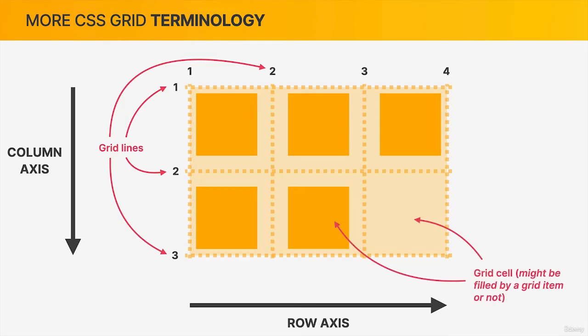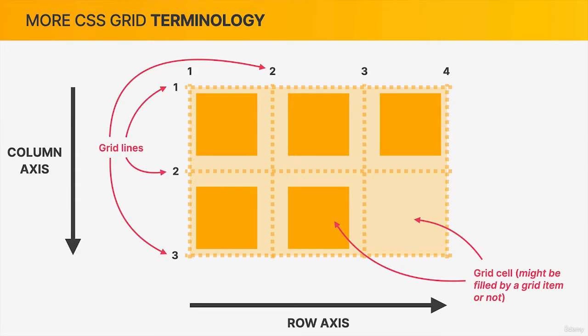Okay, so grid cells are always created, but they don't always need to be filled. So in this case, we only have 5 grid items, but there's still 6 cells, simply because this is a grid with 3 columns and 2 rows. And so 3 times 2 makes 6. So again, each of these spaces is called a grid cell, but they don't always need to be filled by a grid item, and also they don't need to be filled entirely.